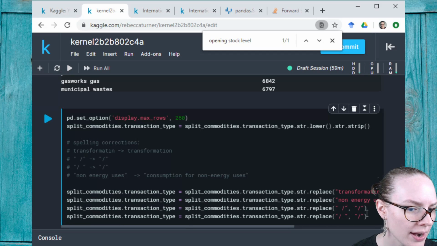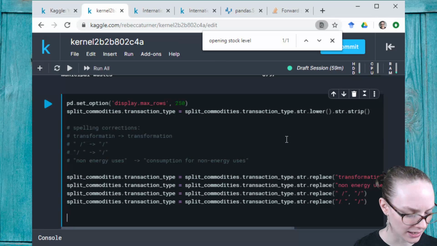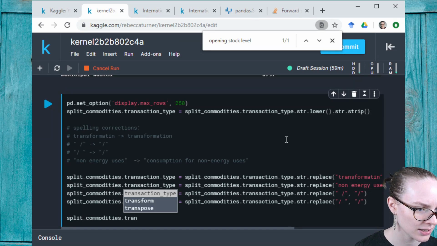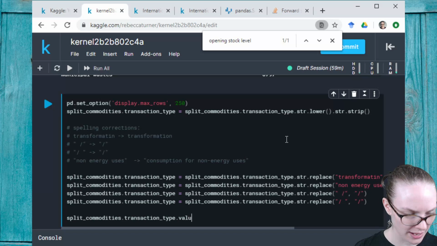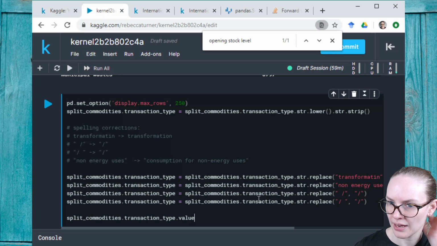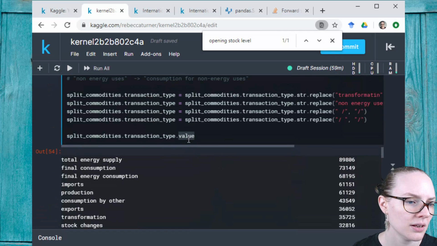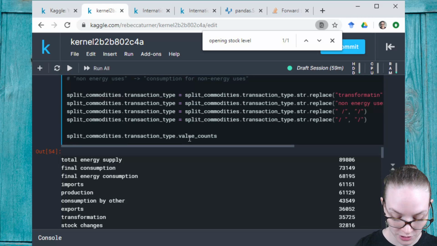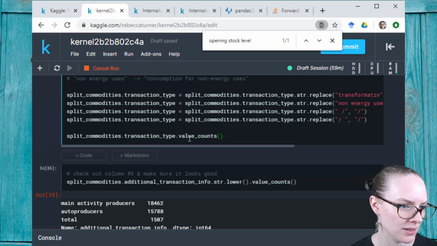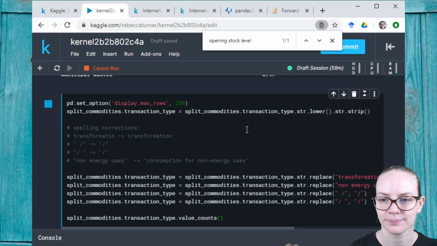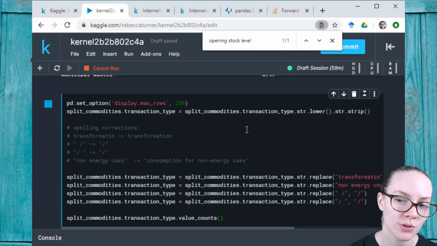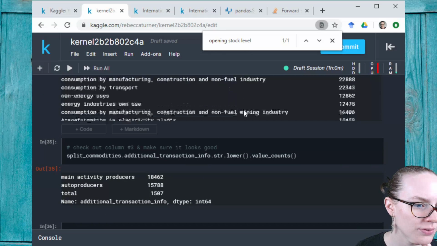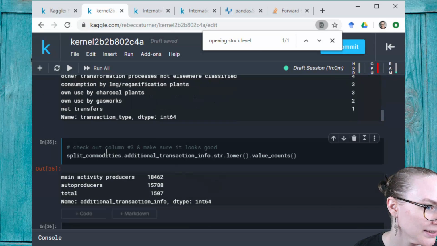And with a trailing space, and then let's check out split commodities dot transaction type dot value counts, and we should see fewer things at the bottom end of the value counts. So we had, I believe, 222 distinct values, and we now have, it doesn't say.